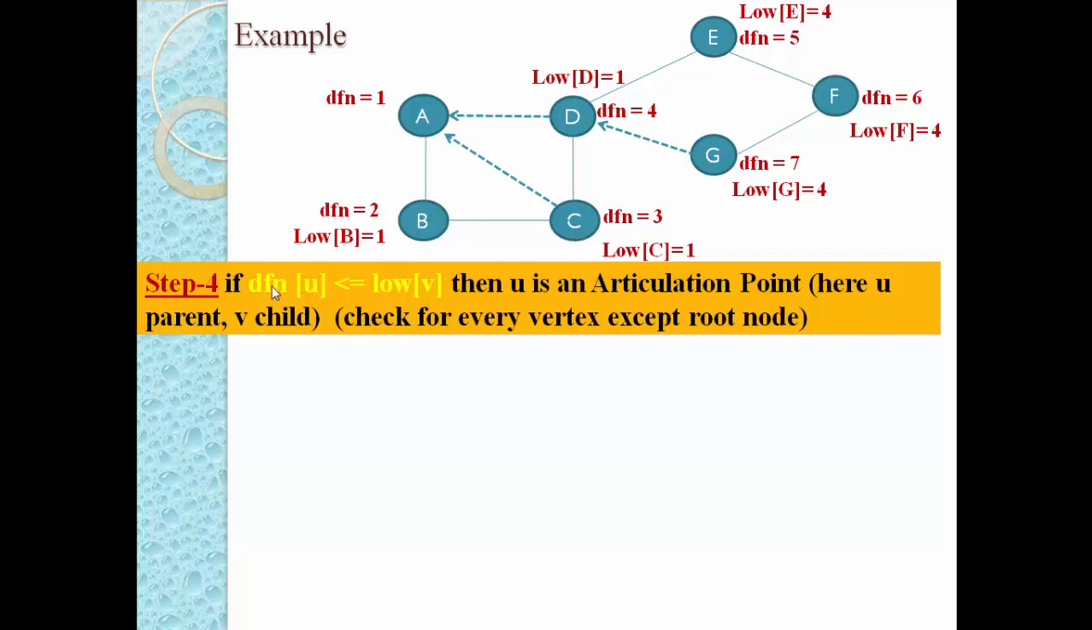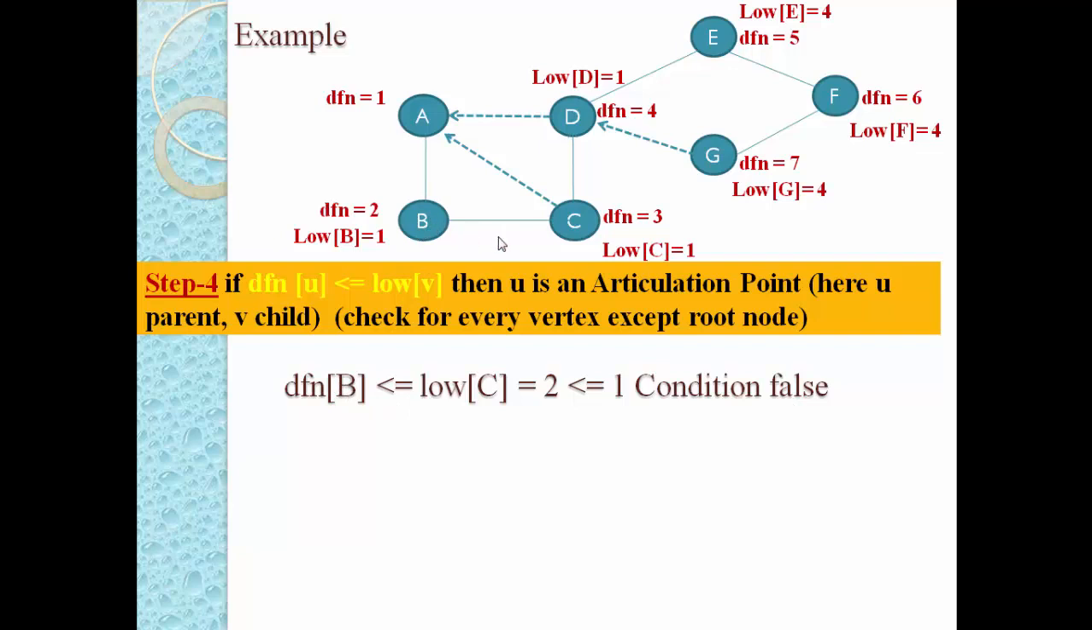So let us check this condition for B and C. U is equal to B and V is equal to C. So we have to check DFN of B less than or equal to low of C. Here DFN of B is equal to 2 and the low of C is equal to 1. So 2 less than or equal to 1, the condition is false. It means that B is not the articulation point.